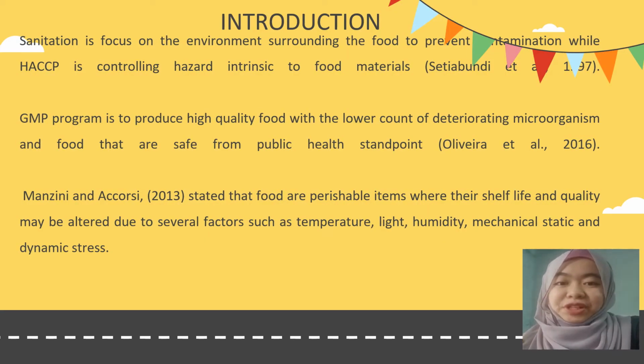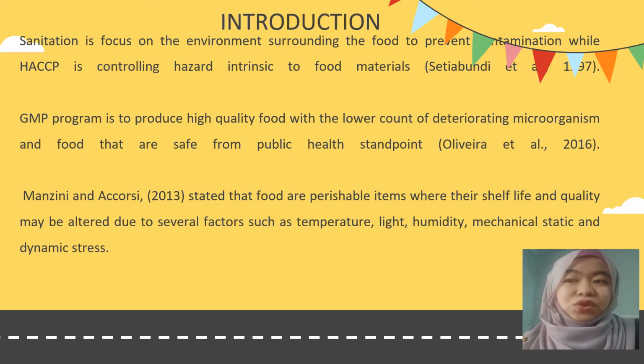For the introduction, sanitation is focused on the environment surrounding the food to prevent contamination, while HACCP is controlling hazards intrinsic to food materials (Satya Budi et al., 1997). The GMP program is to produce high-quality food with a lower count of deteriorating microorganisms, and food that is safe from a public health standpoint (Oliveira et al., 2016).